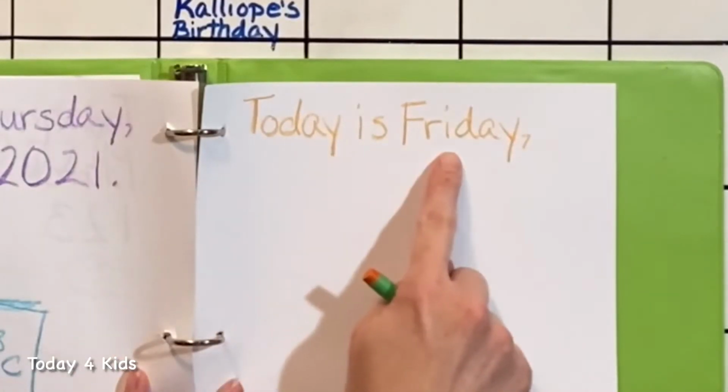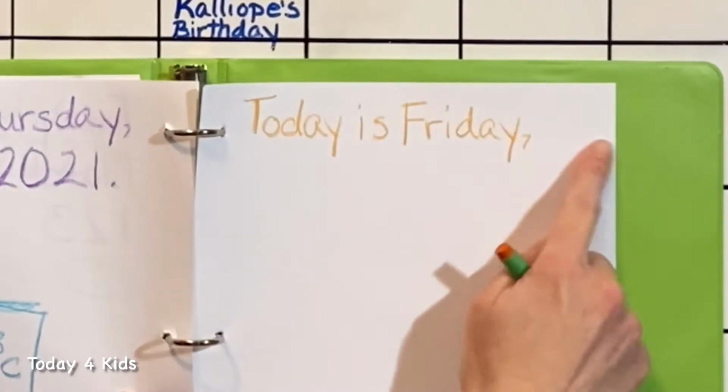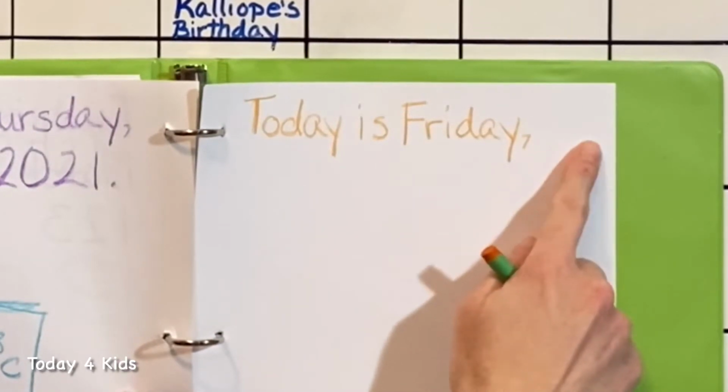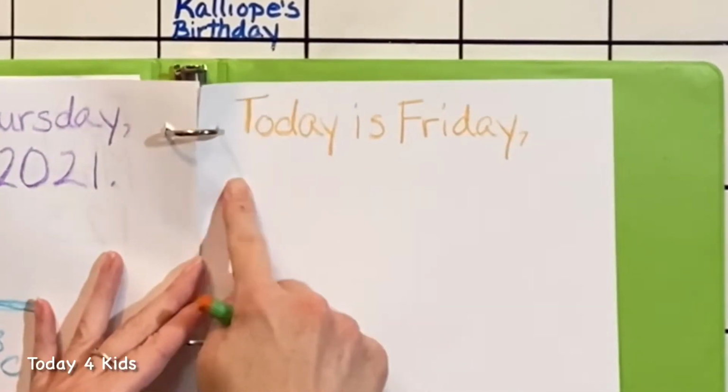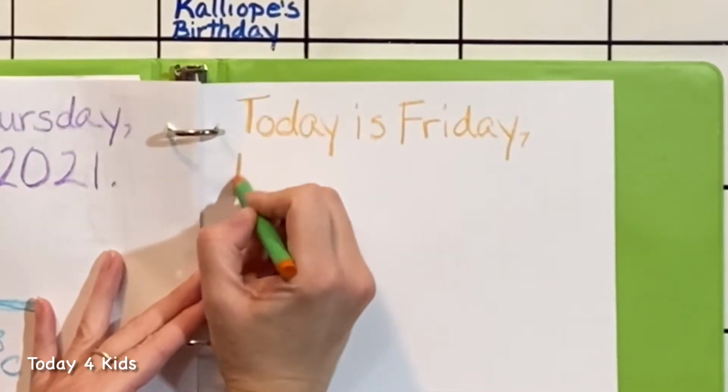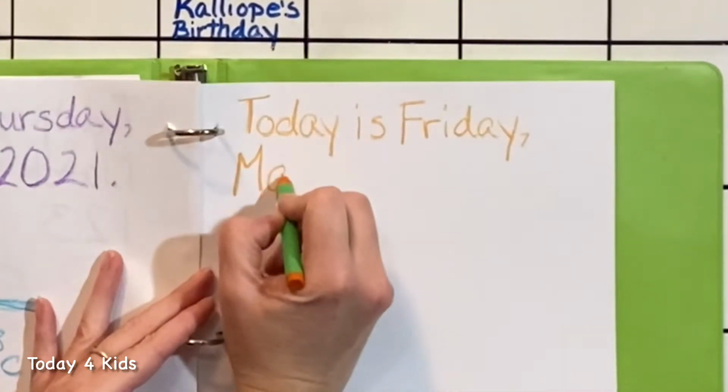Today is Friday, comma, and I've run out of room here. There's a little bit of room, but not enough room to print March. So I'm going to come down and come back to the beginning. And I'm going to put capital M because it's the name of our month. A-R-C-H.